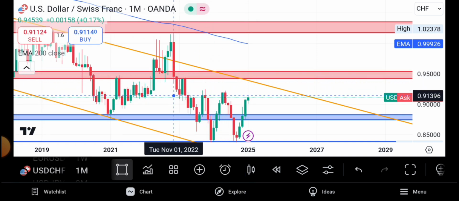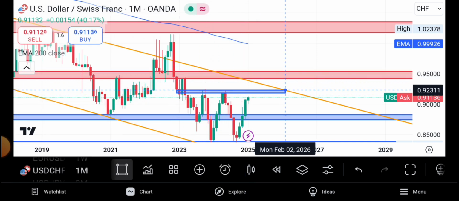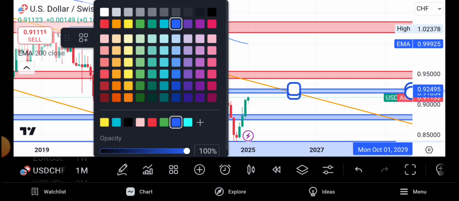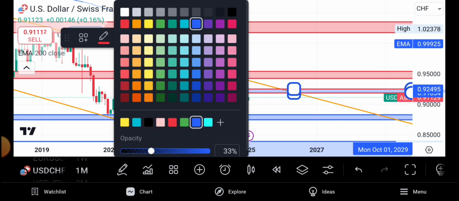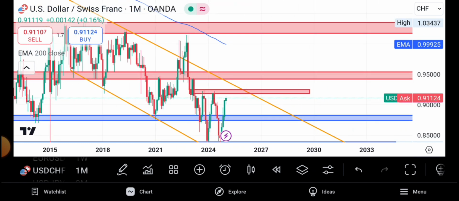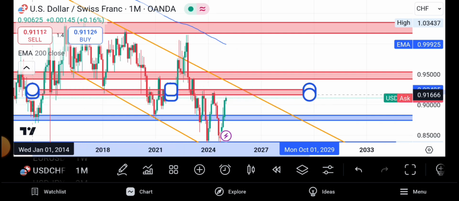Let us draw that zone in the monthly time frame, which is the key zone. So are we going to continue upward, or are we going to break it? That is the key resistance zone in the monthly time frame. And if you extend this zone, you shall see that it was used as a support and a resistance zone.